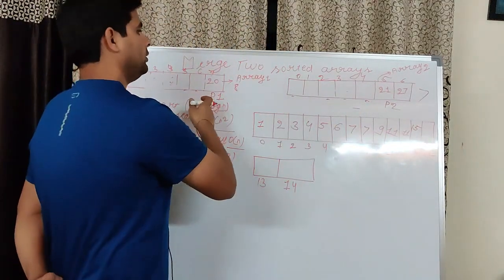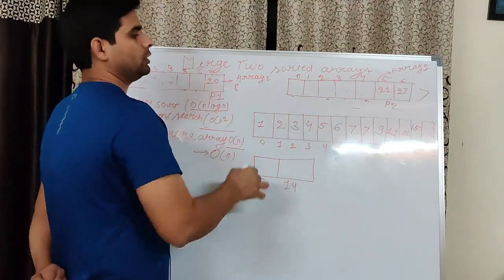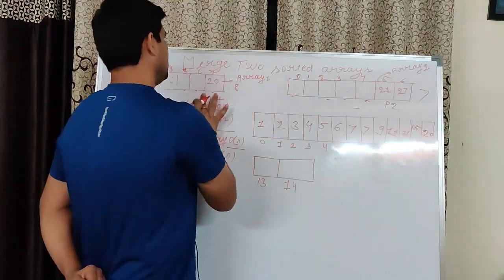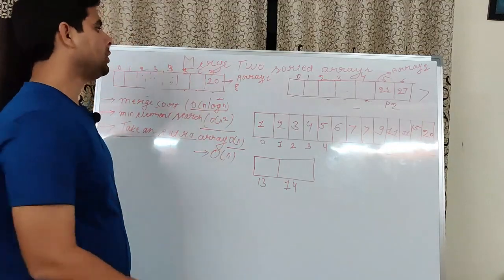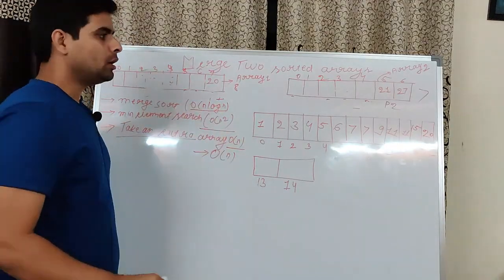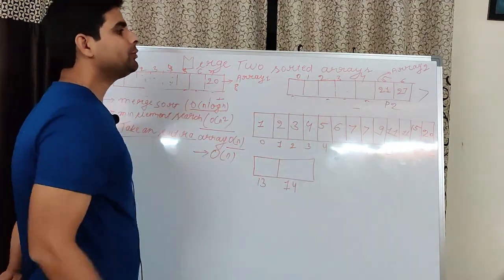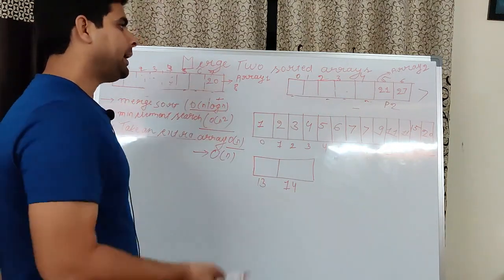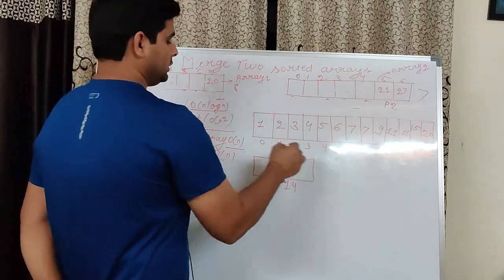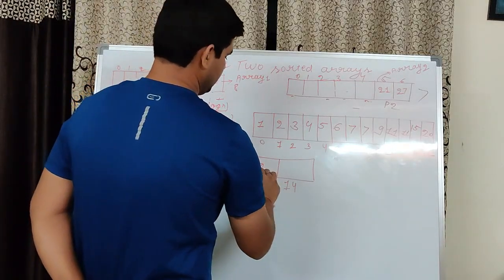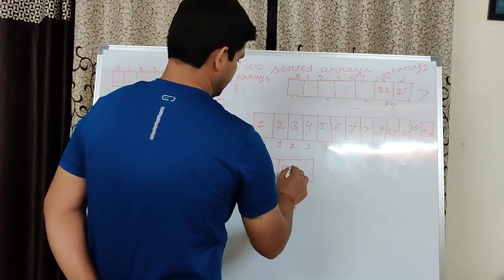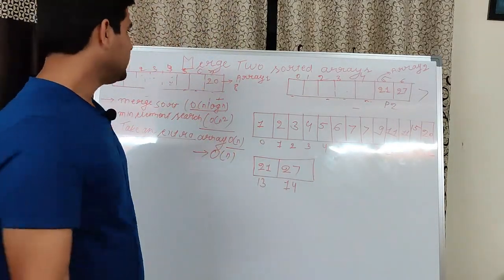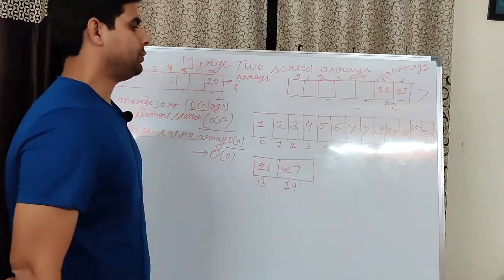Next, which one is smaller? So P1 is smaller, so I will put 20 here. Now, as you can see, all the elements of array 1 have been processed. There are two elements remaining from array 2, so I will append all the remaining elements from array 2 to this final array. So 21 and 27. In this way I have processed all the elements of array 1 and array 2.